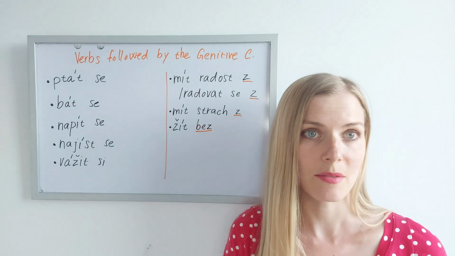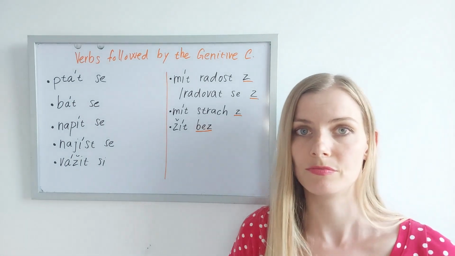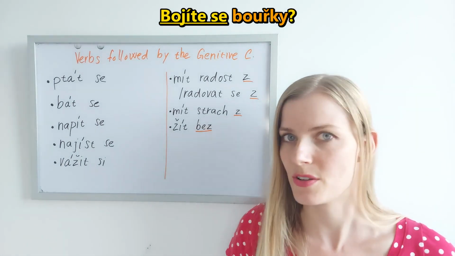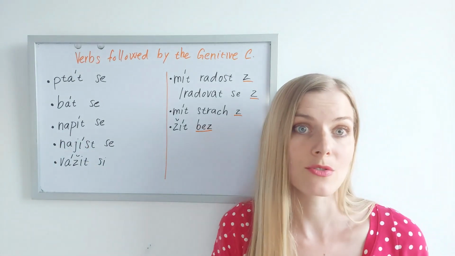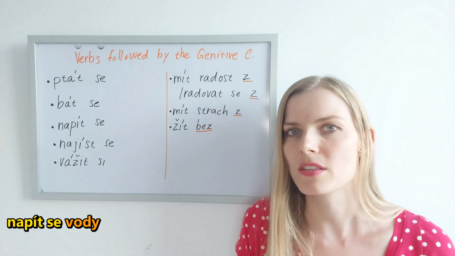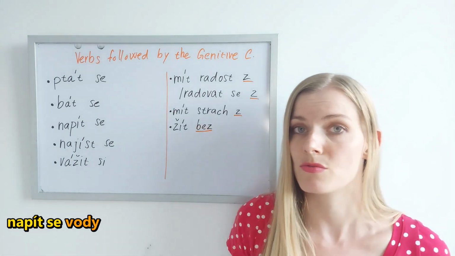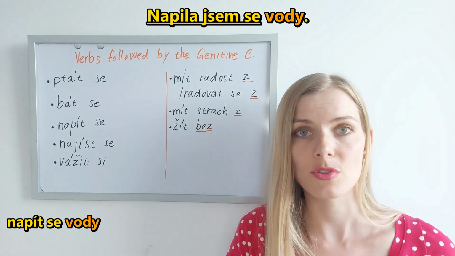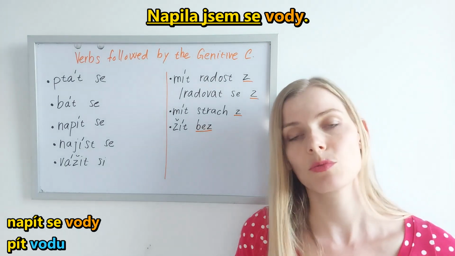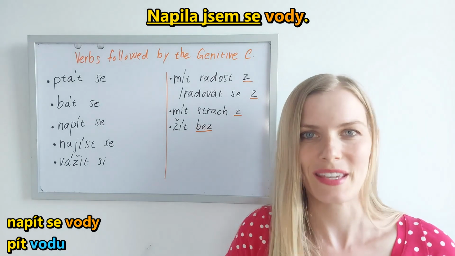Bát se. Bát se means to be afraid of. Bojíte se bouřky? Are you afraid of the storm? Napít se. To take a drink of something. Napít se vody. Take a drink of water. Napila jsem se vody. But of course, if you just use the verb pít, that will be followed by the accusative case.